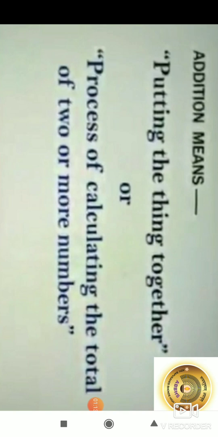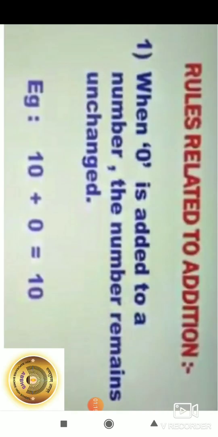Now we will learn some rules related to addition. Our first rule is when 0 is added to a number, the number remains unchanged. It means when we add 0 to any number, there will be no change. The answer will be the number itself. Let's take one example. When we add 0 to 10, the answer will be 10. 10 plus 0 is equal to 10. There is no change in the answer.